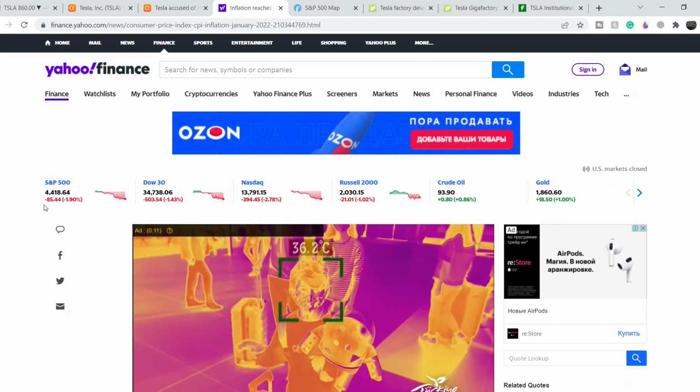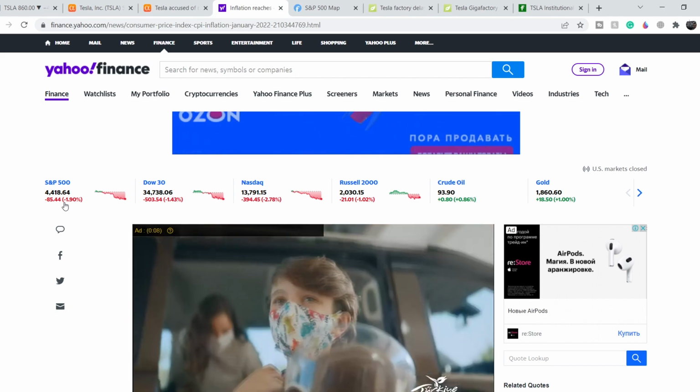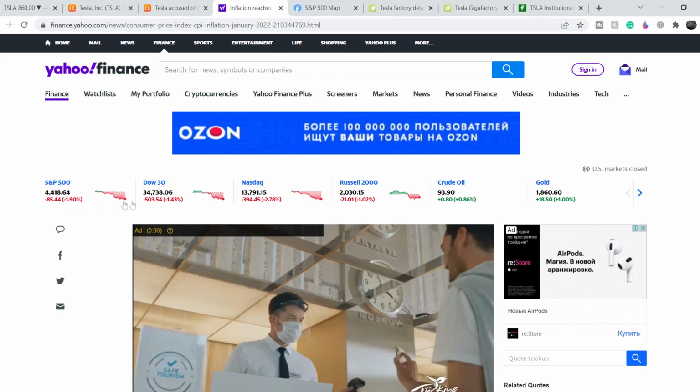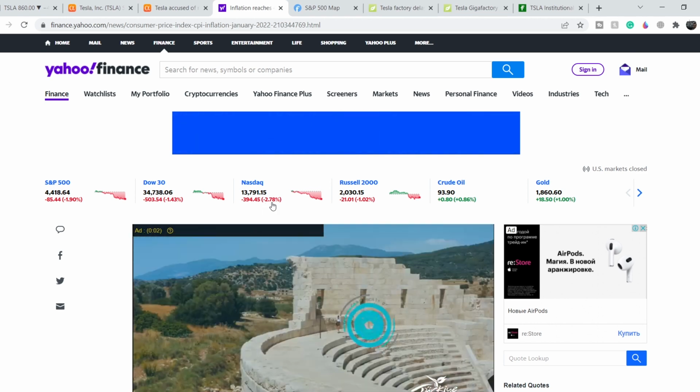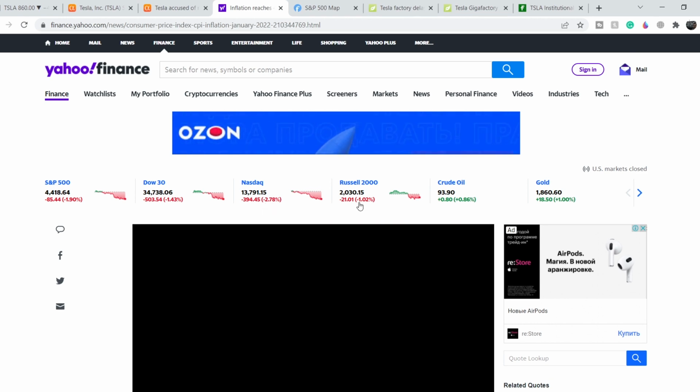And let me show you right here. On Friday, all of the markets closed in red. The S&P 500 lost about 1.9%, Dow Jones lost about 1.43%, Nasdaq 2.78%, and Russell 2000 about 1%.